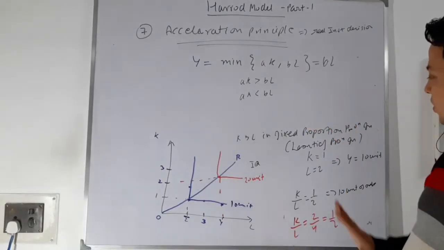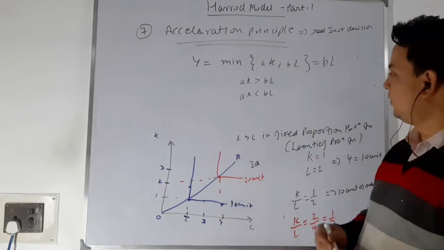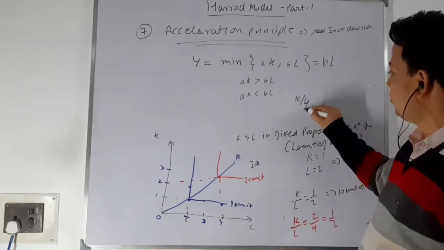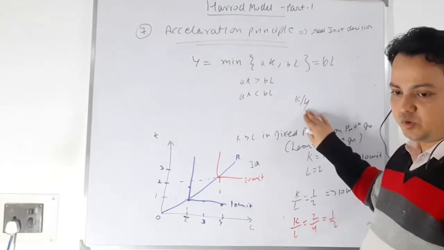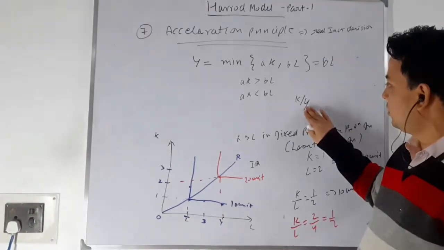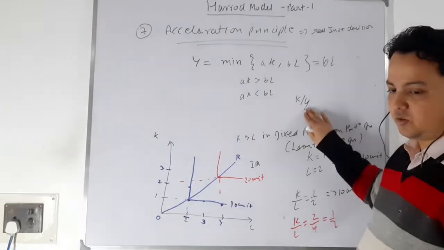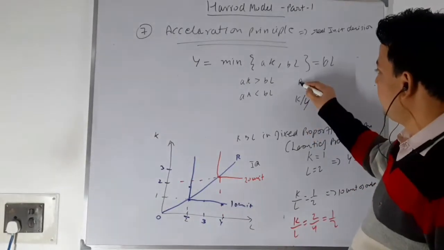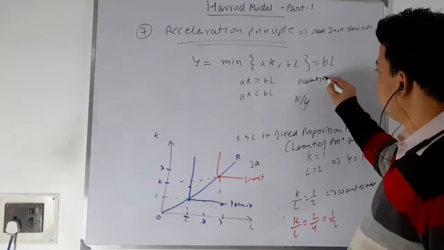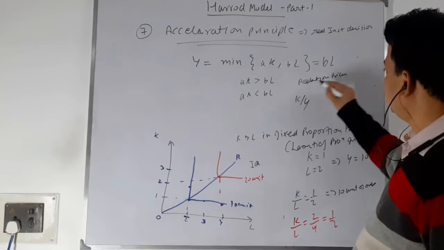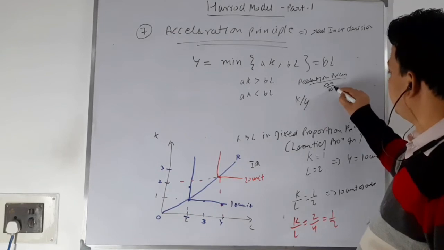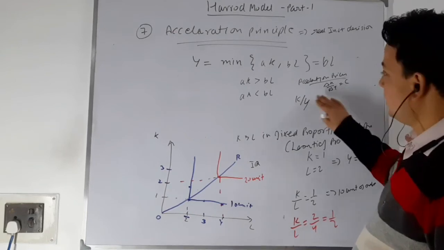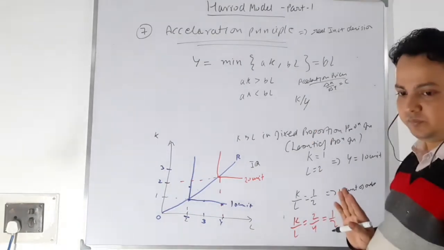For your understanding, just remember that the capital output ratio is constant. They can ask the significance of the capital output ratio being constant. Why is it constant? Because of the accelerator principle that we have taken. In the accelerator principle, the incremental capital output ratio is constant. That means the capital output ratio is constant.